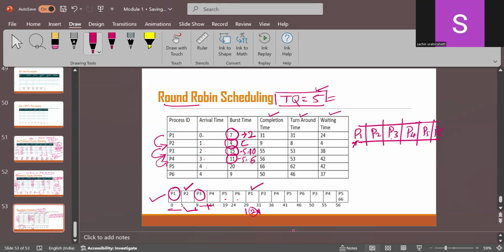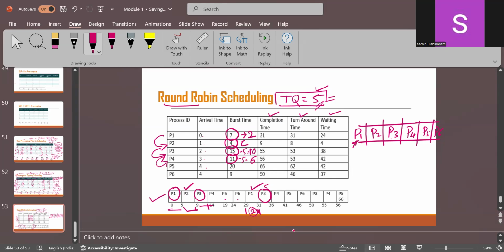P2 has already completed its execution. So next process is P3. P3, can it complete its execution? No. It partially completes it because it is having how much? 10 units more it needs. But we have given the time for what? Only 5 units of time. So 10 minus 5, still 5 more units of time is needed for P3.